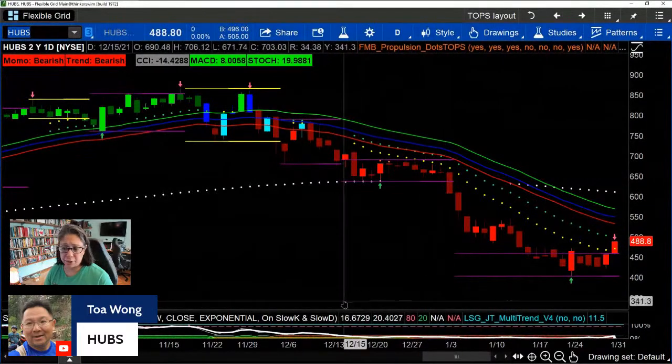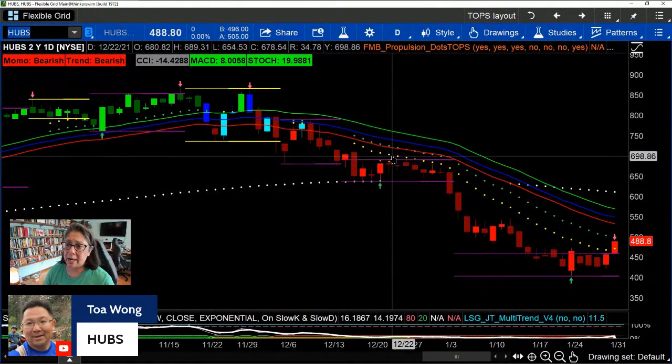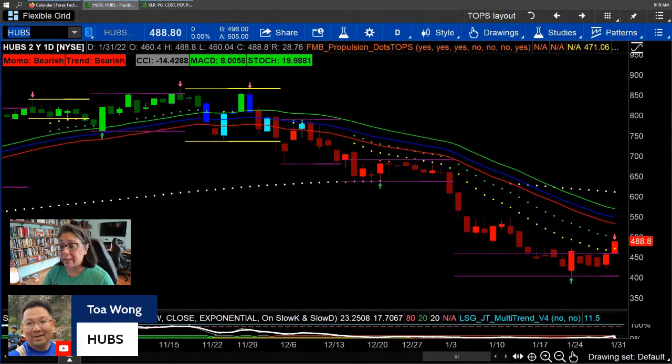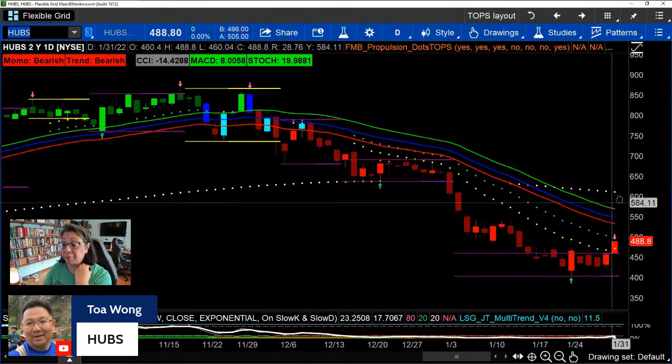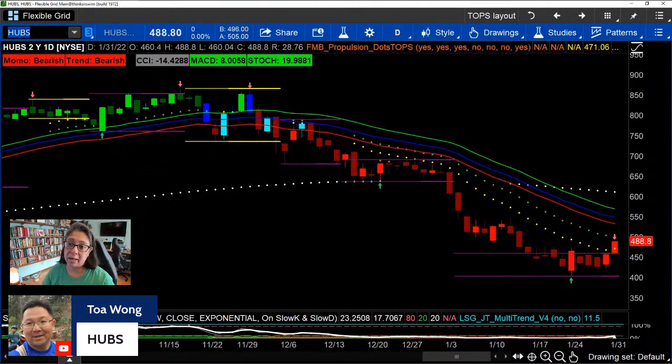HUBS. Beautiful downtrend, short the rip. 21 EMA is usually where I like to start doing that. Clear into the wave below the 200. This is exactly the kind of short the rip environment you want to focus in on, right? Okay, cool. All right, moving on.